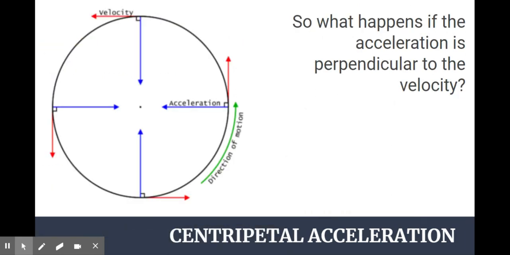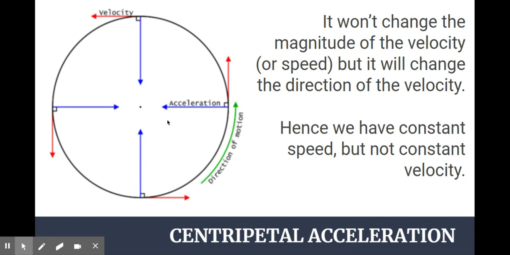Okay? Now here's my question, new question. What happens if the acceleration is perpendicular to the velocity? If we look at our circle, our acceleration is centripetal, it's towards the center. Our velocity is tangent or perpendicular to the circle itself, which means that our velocity and our acceleration form a right angle. They're perpendicular to each other. So what kind of an effect is going to occur when the acceleration is perpendicular to the velocity?